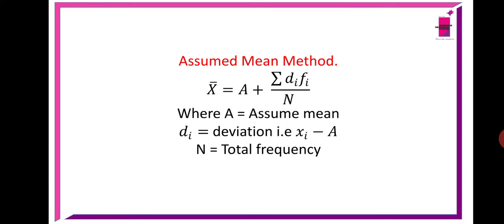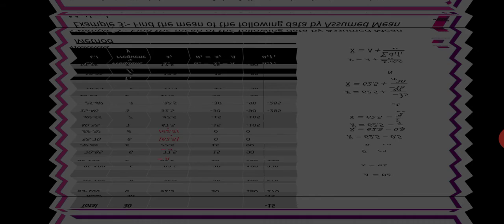Now we are going to learn the assumed mean method. Here the formula is a plus sigma di fi by n. A is nothing but the assumed mean. What you are going to do in this method is assume a mean from your class marks. Any one of the class marks you can assume as the mean. And what is di? di is nothing but the mid value minus the assumed mean, and n is the total frequency.